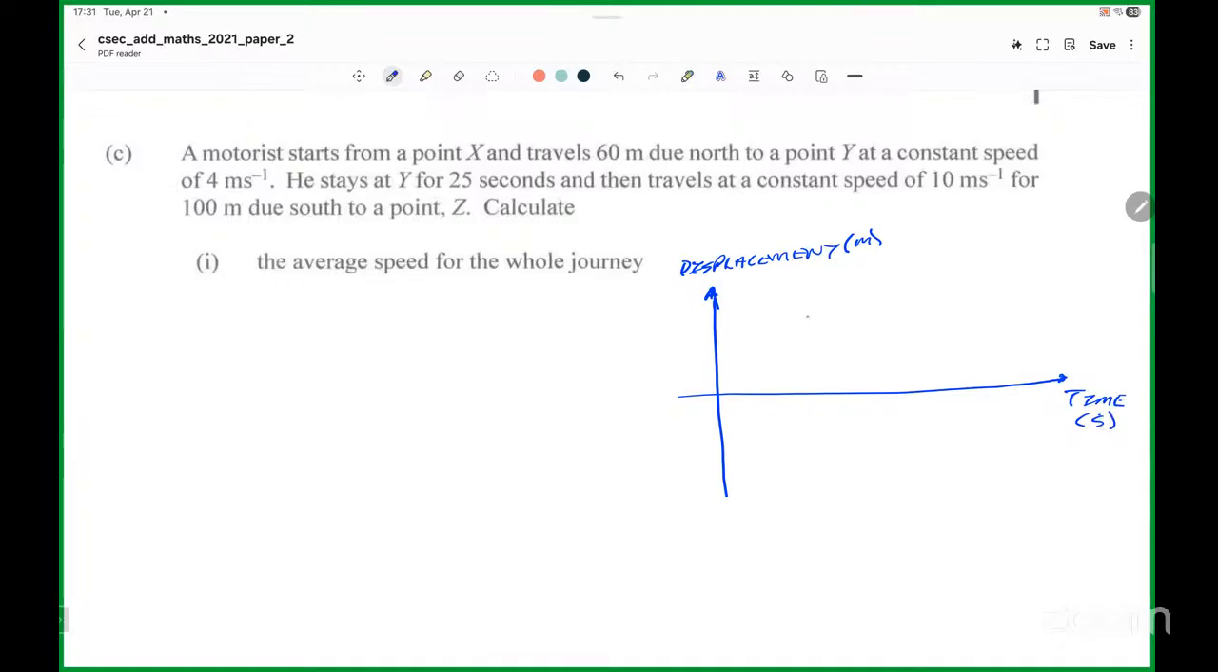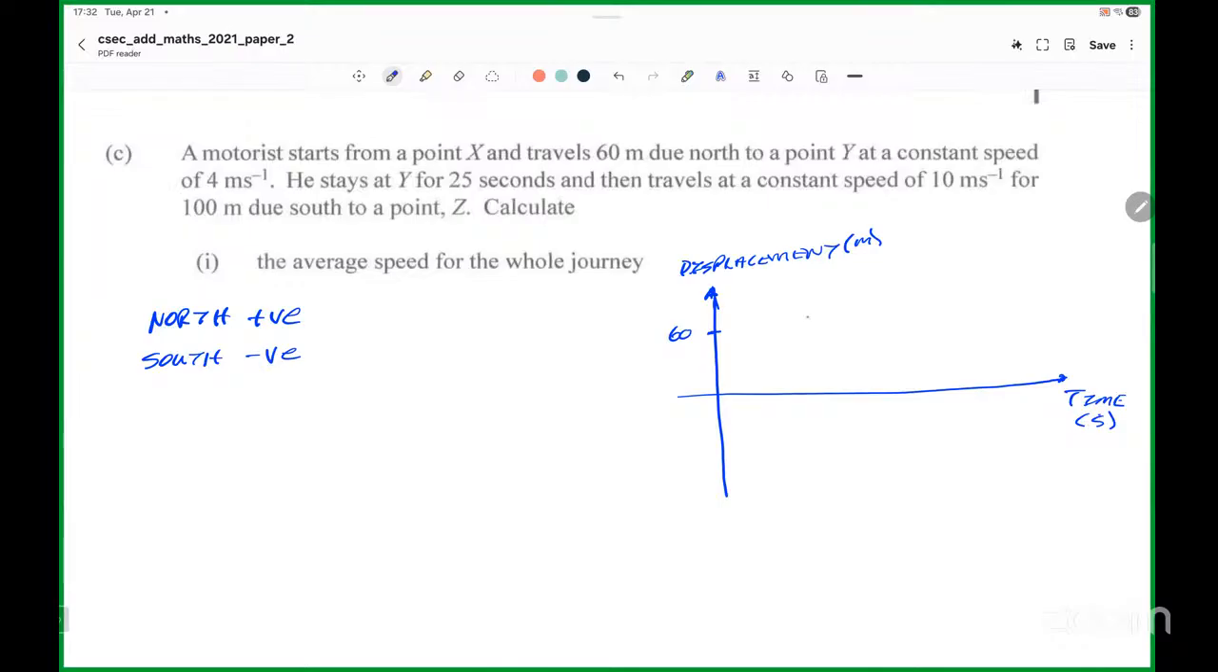In the first part of the motion, it travels 60 meters. So we're going to put 60 meters here. Right here is 60. It travels 60 meters this way. We're going to assume that the north direction is the positive direction. So north is positive, and therefore south is going to be negative.